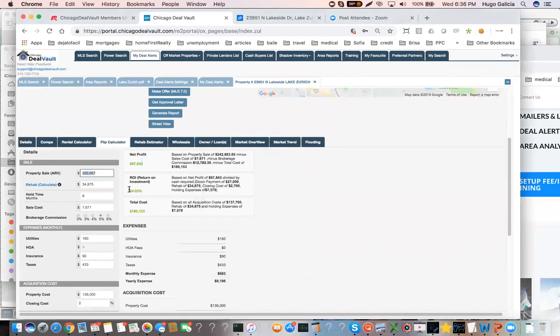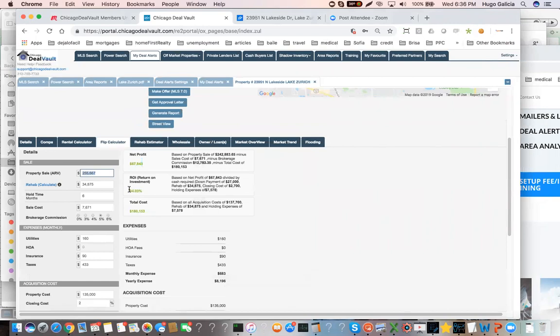We're going to put it on the market for about 265, okay? Why? Because we need to allow for some room of negotiation. So we're going to list the property for about 265 to 269, okay? So the plan is to flip the property.